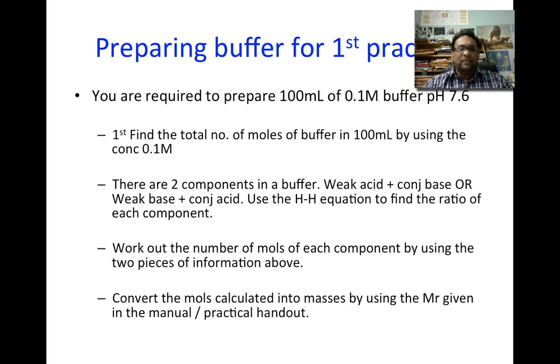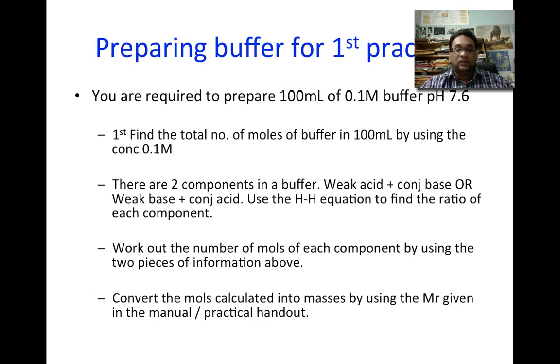Now, for your practical this week, you also have to prepare a buffer, and they give you a variety of choices. Alright? And you have to prepare 100 mils of 0.1 molar buffer at pH 7.6. First, and you're supposed to do these calculations before you go into the lab. So first, find the total number of moles of buffer in 100 mils. Alright, and you have the concentration as 0.1 molar. So you should be able by now to find how many moles will be in 100 mils.